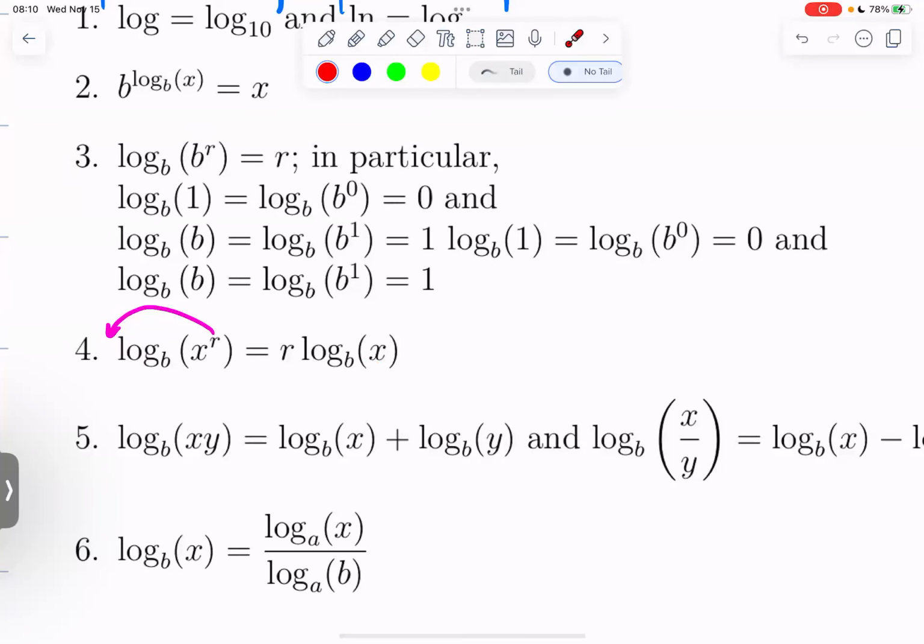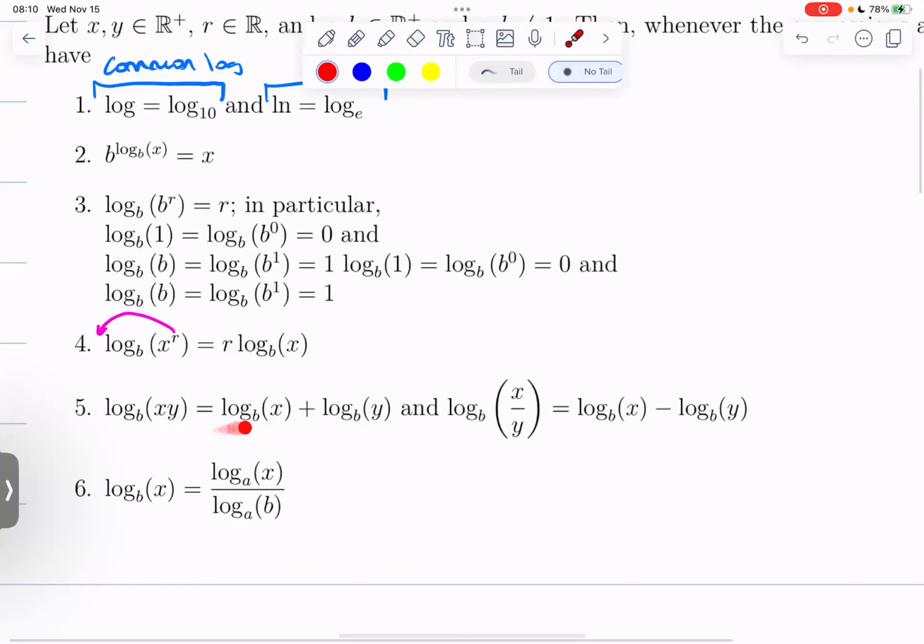And so today, we're going to look at these next few properties of logs. Multiplying inside turns into addition. Division inside the log turns into subtraction of the logs, is the Coles notes. So we'll look at that today. And we looked at this last day.